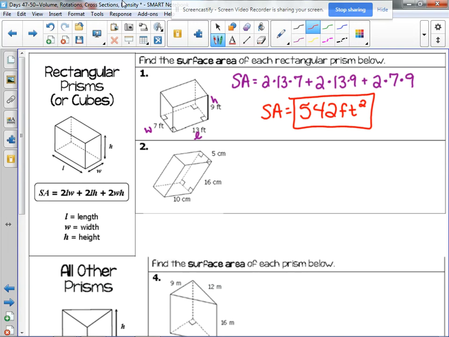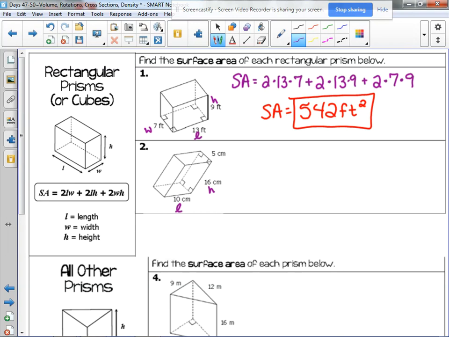Okay, example number 2 there, kind of looks like it's slanted, but it really doesn't matter. It's still what we need it to be. So if we label this one, I'm going to say that 10 is the length. It kind of depends on which way you look at it. It keeps on flipping around when I'm looking at it. I see 16 as a height. You may see it as a length. You may see it as a width.